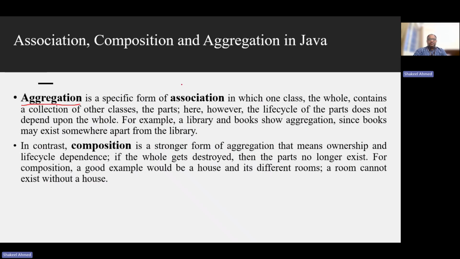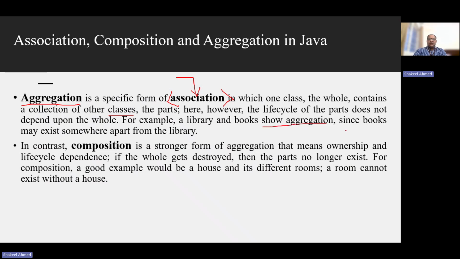Aggregation is a specific form of association in which one class, the whole, contains a collection of other classes. So you have one class which has a lot of things inside it. The parts, however, have a life cycle that does not depend upon the whole. See, for example, a library and books.